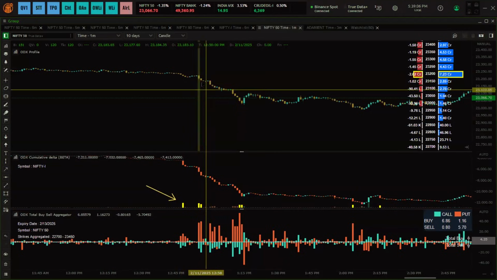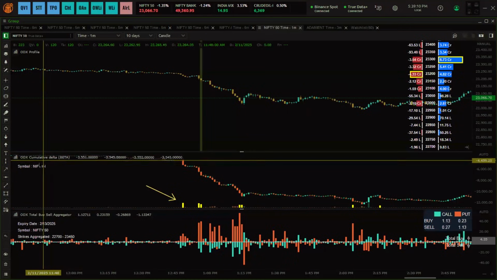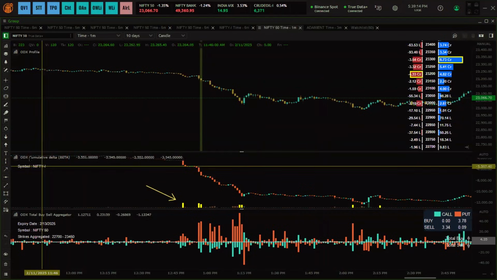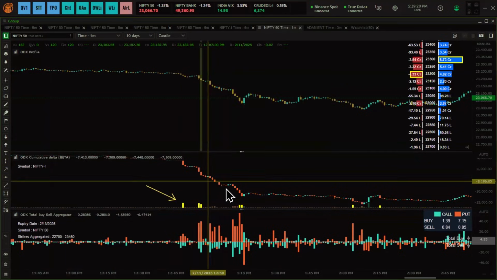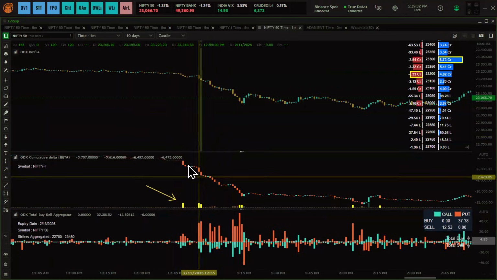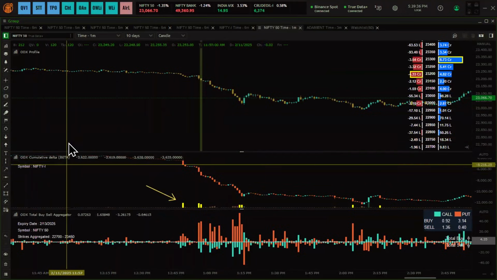So this is why it is important to look at the cumulative delta. Now the good thing about this is you cannot apply the normal cumulative delta on the spot chart, but I have applied it because the ODX cumulative delta has an underlying feature where you can apply. So I can even apply Bank Nifty as well. Why? Because Nifty is weak, but what if the Bank Nifty is maybe not that weak? Or maybe you're checking Bank Nifty, which is weak, but maybe Nifty is not that weak. So I can apply two ODX cumulative delta.